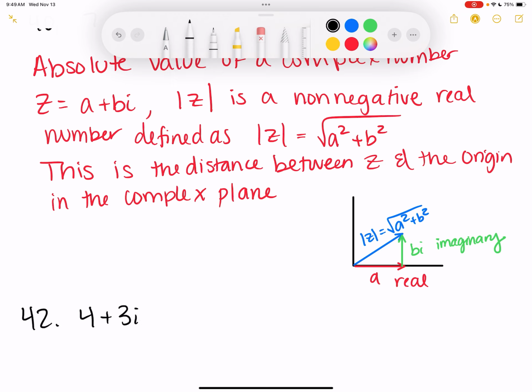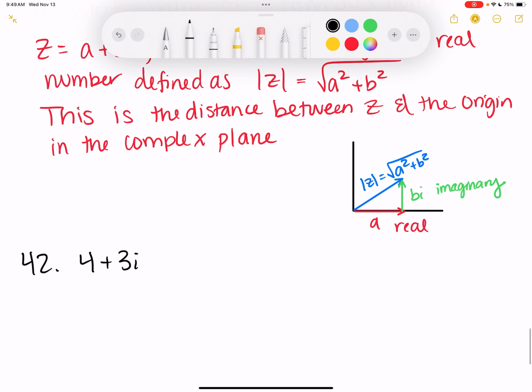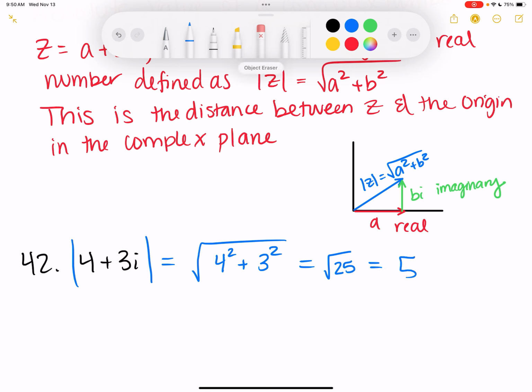All right, 4 plus 3i is the problem. It says find the absolute value of the complex number. So I'm going to put absolute value bars on it. That's equal to the square root of 4 squared plus 3 squared. What's 4 squared plus 3 squared? 16 plus 9 is 25. The square root of 25 is 5. And that's your answer.